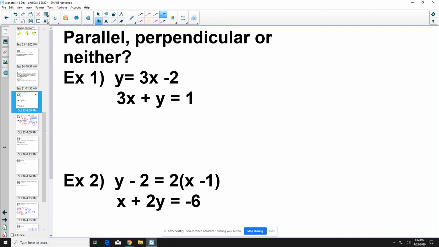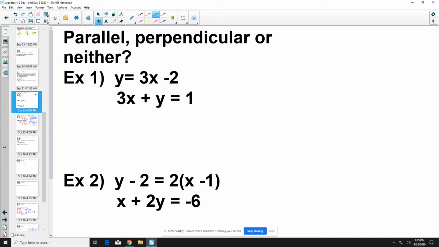And now we're going to start with a number 1, so I want you to put a number 1 in your notebook and put y equals 3x minus 2 and 3x plus y equals 1. So here are our 2 equations, and the directions want to know, are they parallel lines, perpendicular lines, or neither? So what we have to remember from last time is parallel lines have slopes that are the same. Perpendicular lines have slopes that are opposite reciprocals, right? So what I need to do on number 1 is figure out the slope of each line.